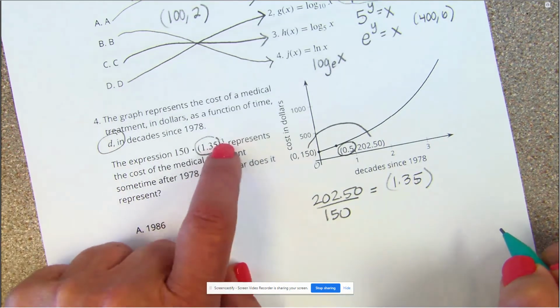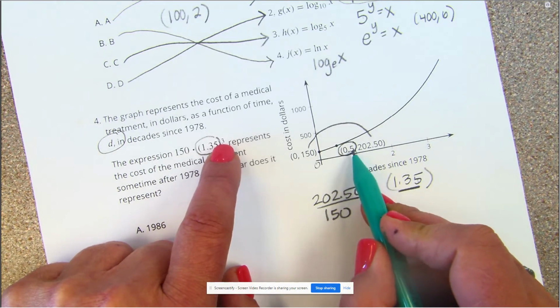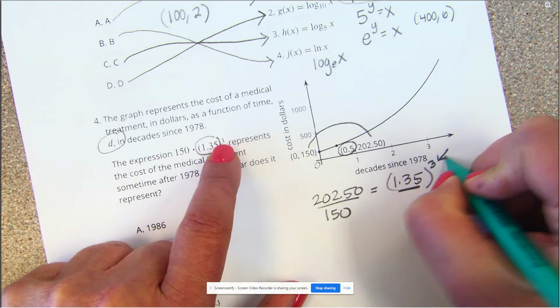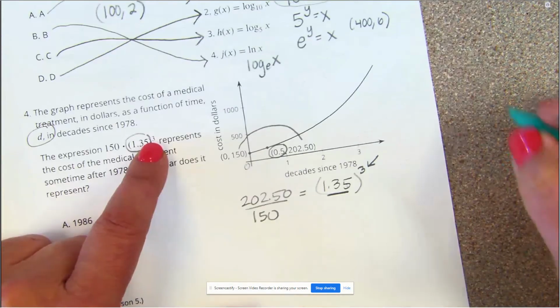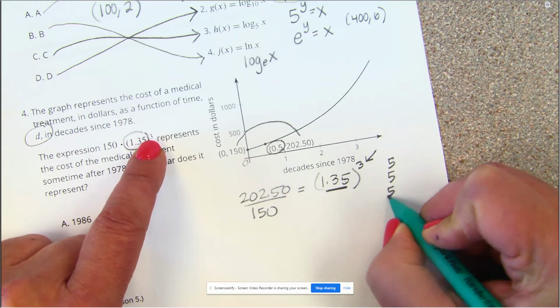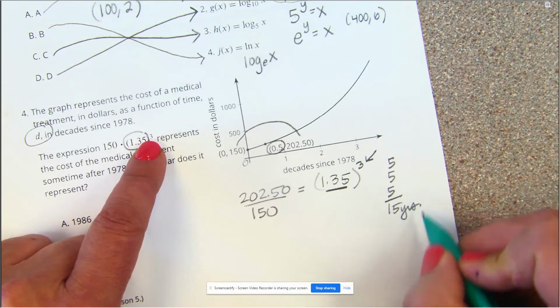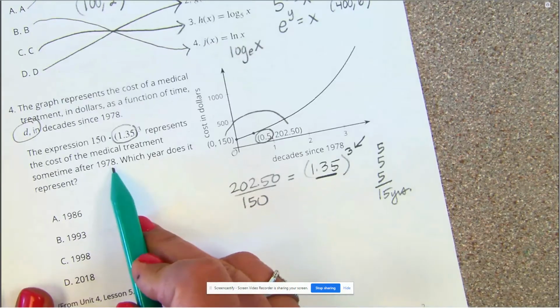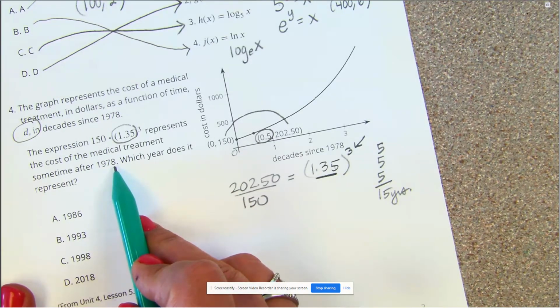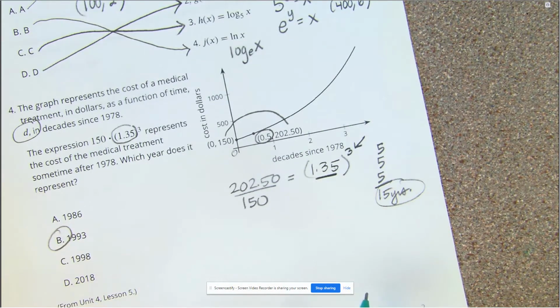So if they have a 3 there, right? So this was defined for a half of a decade, and they've got a 3 there. So that's 3 half decades, which is what? Half decade is 5 years, another half decade, and another half decade. 3 of those is a total of 15 years. Well, when did this problem start? 1978. 1978 plus 15 years is 1993.